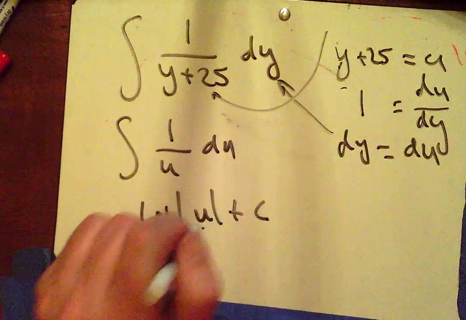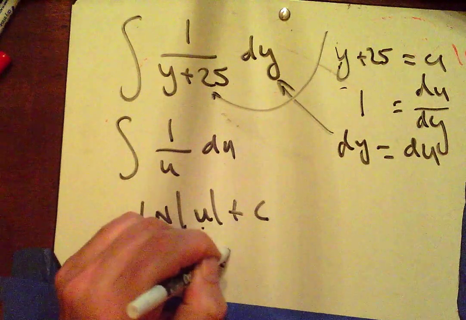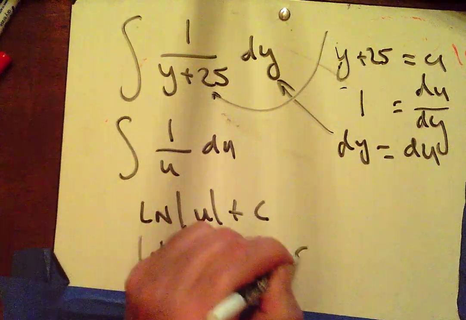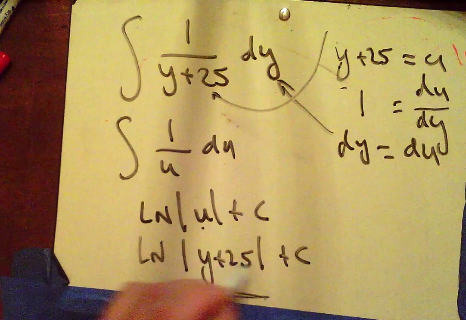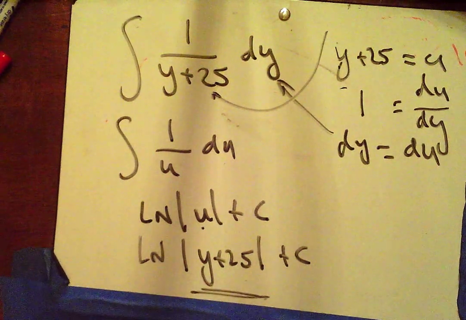And let's now plug our u back in. ln of y plus 25 plus c. Notice I'm back to absolute value bars because this can be negative.